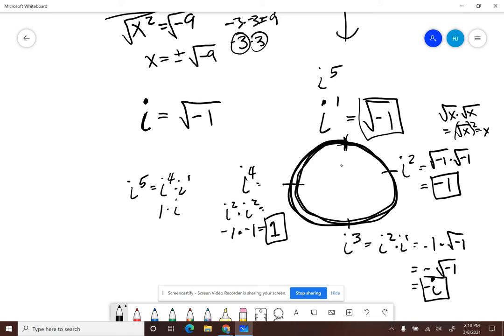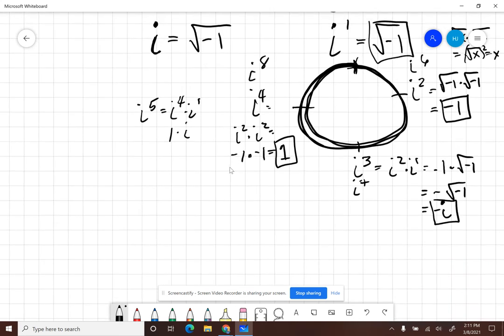So this just keeps going around and around in a circle. This would be i to the sixth, this would be i to the seventh, this would be i to the eighth, and it just keeps going around and around. So no matter what number you're given that starts with i, you can figure out pretty quickly, just from this little circle here, what that number would be.